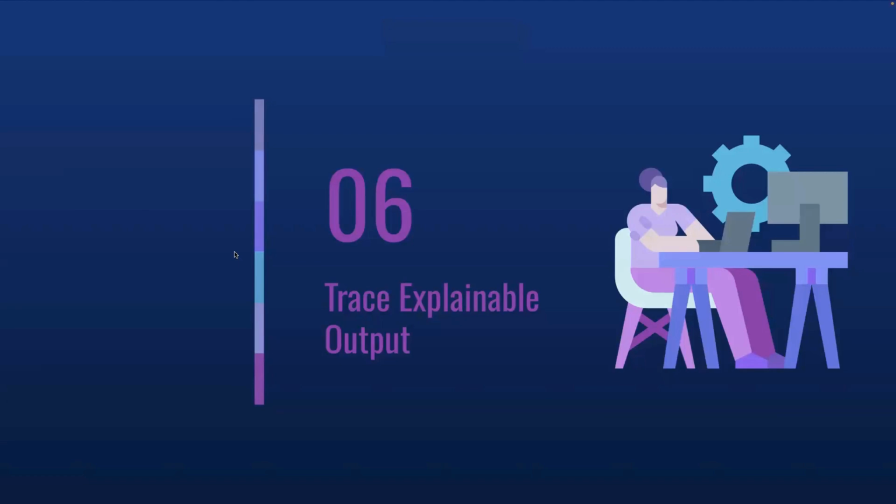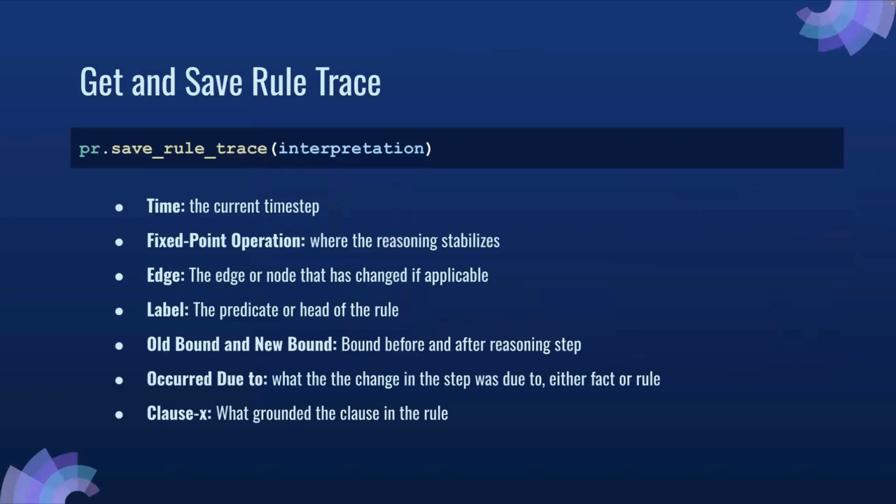So PyReason 3 has a few new functions which make reading PyReason's output even simpler and super explainable. The first of which I'm going to talk about is our get and save rule trace function. So this function saves the rule trace for nodes and edges in the form of a CSV file. And the columns are time, so the current time step, the fixed point operation, so where the reasoning stabilizes, the edge or node that has changed if applicable, the label, so the predicate or head of the rule, the bound before and after the reasoning step, what the change in the step was due to. So this will either be a fact or a rule, and then clause 1, 2, 3, 4, etc. So what grounded the clause in the rule.